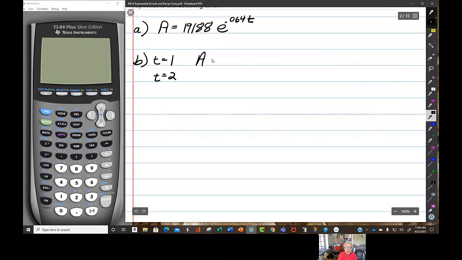So the amount you have at the end of the first year is calculated this way. 19,188 times e to the 0.064 times 1. And A equals, for t equals 2, 19,188 times e to the 0.064 times 2. And we'll limit ourselves to that.